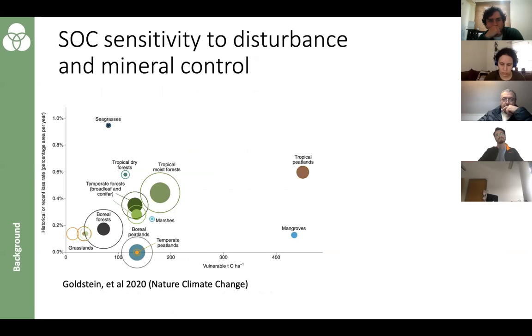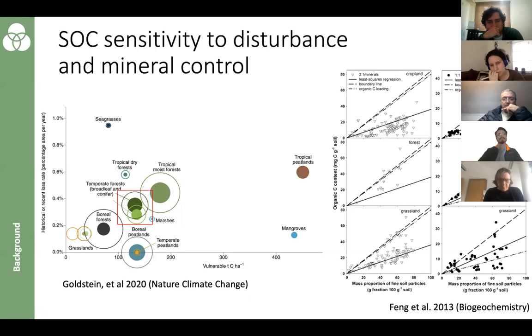So temperate forests, the ones that we're studying, have an important amount of carbon that is vulnerable to losses, and have actually also been very recently changed and altered. So it's an important fraction per year, at about 0.35% of the carbon being lost per year, and they also have a significant stock of carbon reservoir. So these are very important and significant systems to look at.